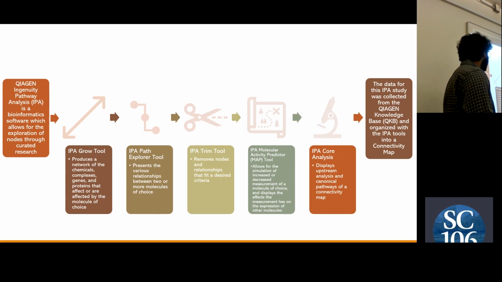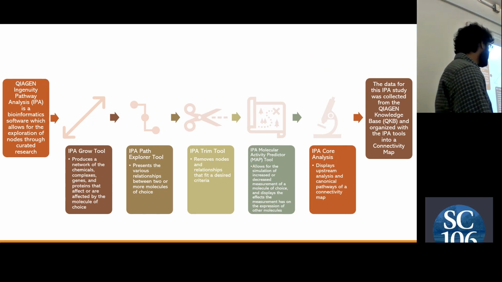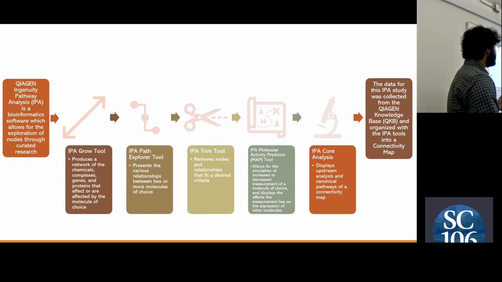I used the GROW tool, which produces all the chemical molecules associated with the node, the Path Explorer tool, which connects those molecules together, the TRIM tool, which removes molecules that fit a desired criteria, the molecular activity predictor tool, which allows for the simulation of increase or decrease measurement, as well as IPA core analysis, which displays upstream analysis and canonical pathways. And using these tools and data collected from the QIAGEN knowledge base, I constructed a connectivity map.